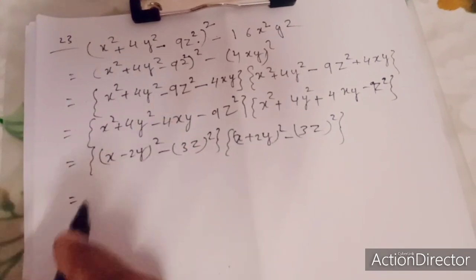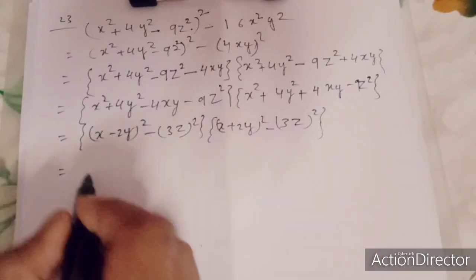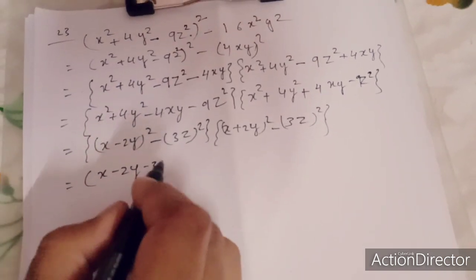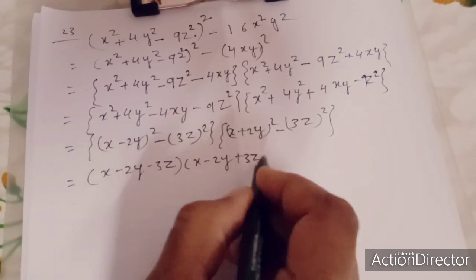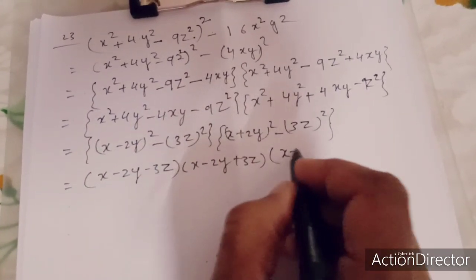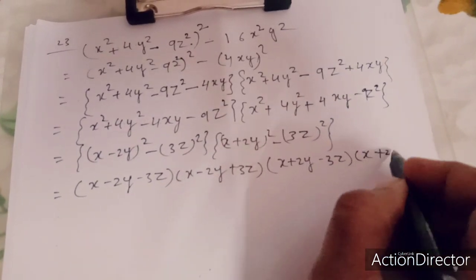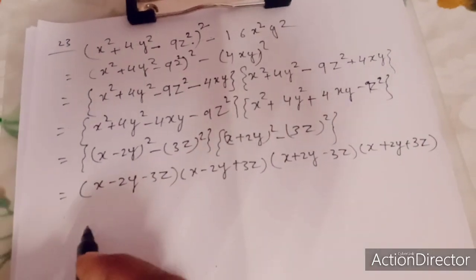This is again a plus b into a minus b, you have to keep. So the first two terms are x minus 2y minus 3z, x minus 2y plus 3z. These two are x plus 2y minus 3z, x plus 2y plus 3z. You got the answer? Okay.